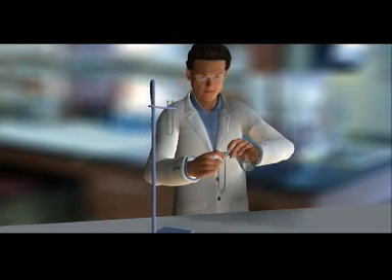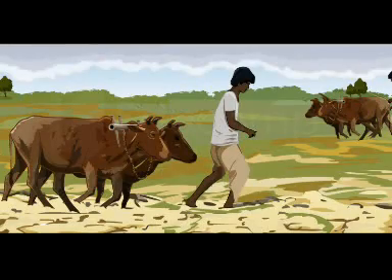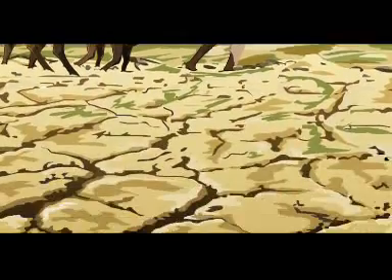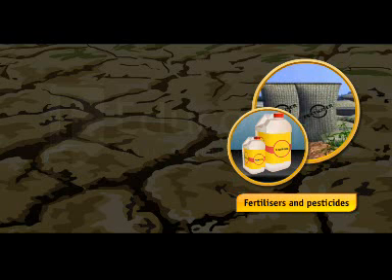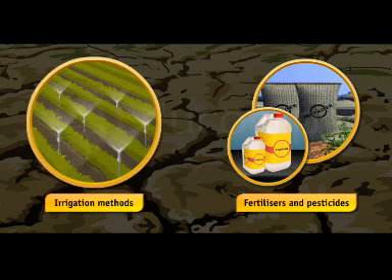Research and development leads to new inventions and discoveries, which would help farmers to cope with problems like droughts in a better way. The farmers would also be able to improve productivity by using better quality of fertilizers and pesticides, and by employing better irrigation methods.